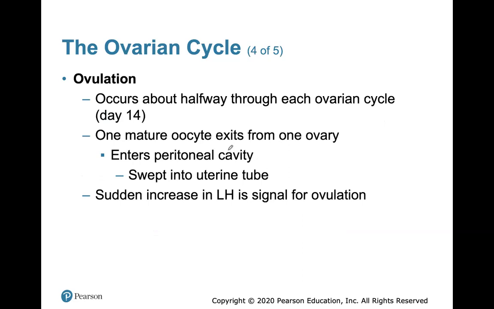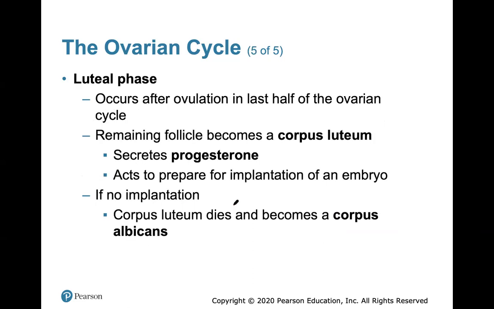The ovulation occurs about halfway through, about day 14. This is when 1 mature egg exits from the ovary, and this is usually when there's a sudden increase in luteinizing hormone, and this is usually when fertilization can occur. And then the luteal phase occurs after ovulation in the last half of the ovarian cycle. The remaining follicle becomes the corpus luteum, and it acts to prepare for implantation of an embryo. And if it doesn't implant, the corpus luteum dies.